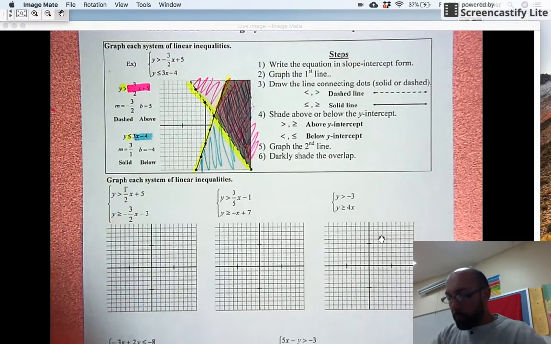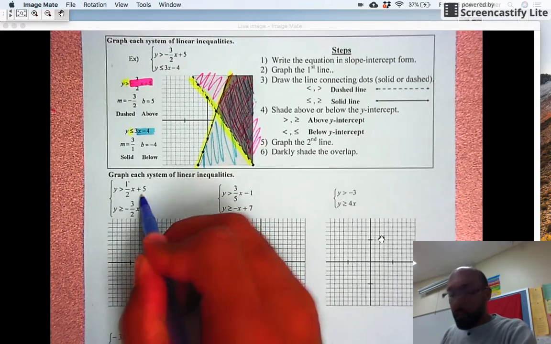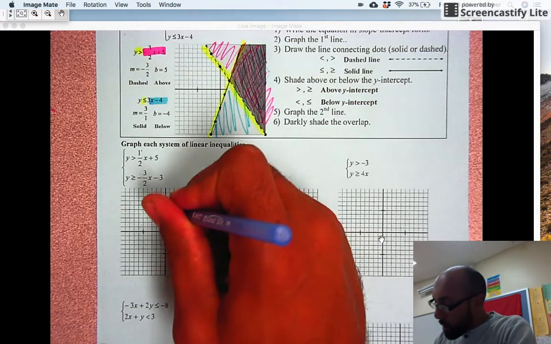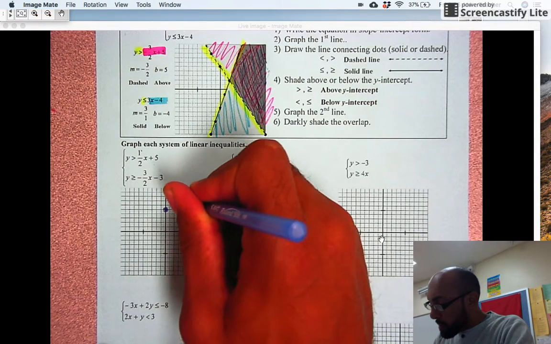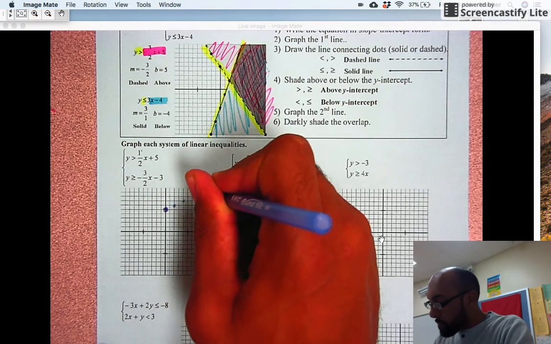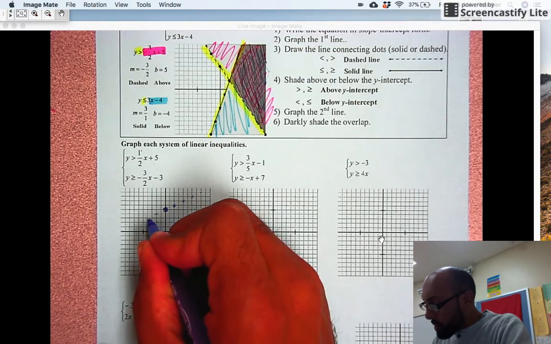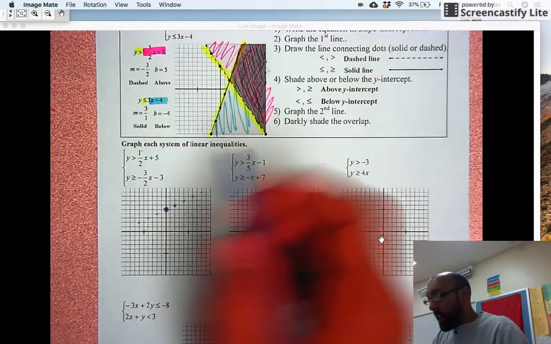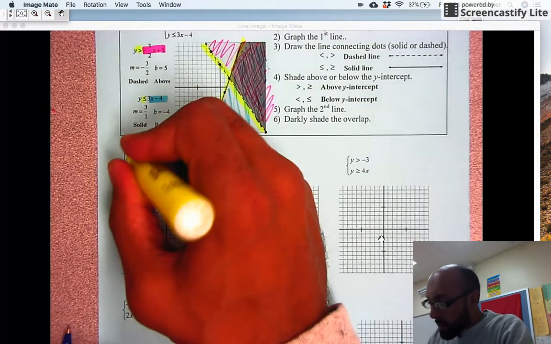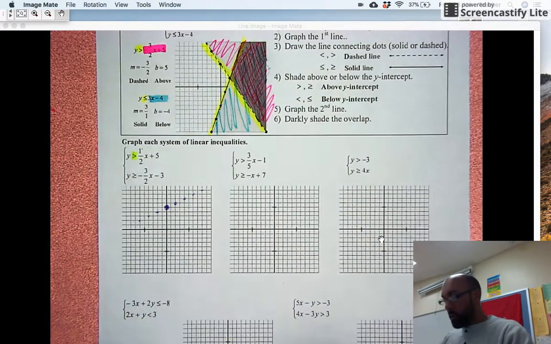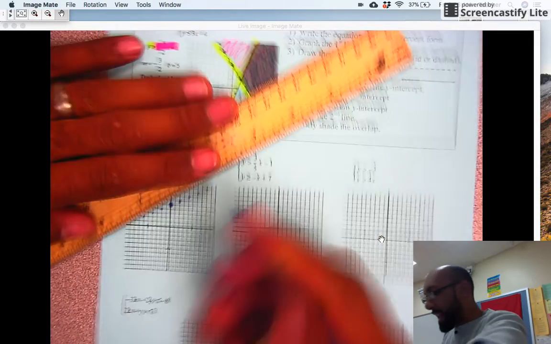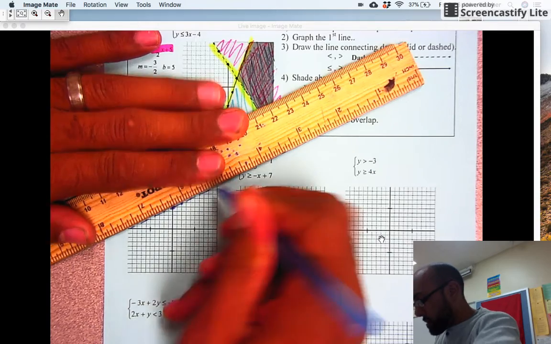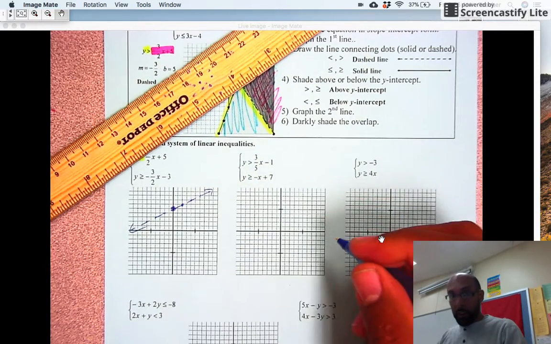So now I've got plus 5. So I go up 5 to here, and then my slope is 1 over 2. Up 1 over 2. Up 1 over 2. Up 1 over 2, and so on. I don't need a ton of dots. Okay, I'll stop there. Okay, so now, again, it's y is greater, no line, no equal, so it's dashed with arrows, always. Don't forget your arrows.